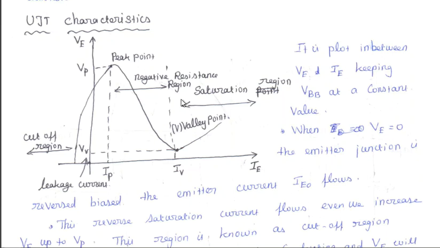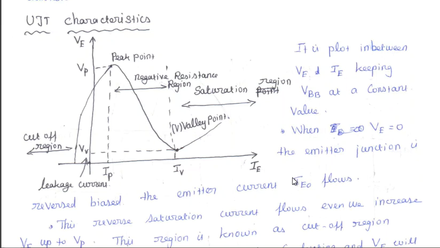Next, we are going to discuss the saturation region. In this region, an increase in IE beyond the valley point current IV drives the device into the saturation region. The voltage corresponding to the valley point is called the valley point voltage, denoted as VV. In this region, further decrease in voltage does not take place. The current is similar to that of a semiconductor diode in this region.